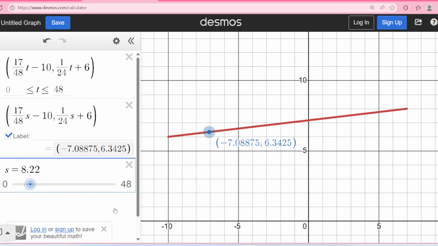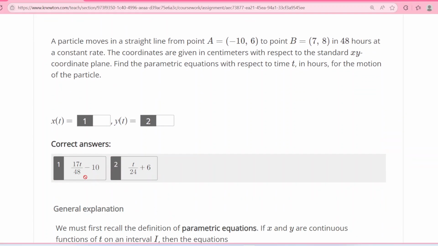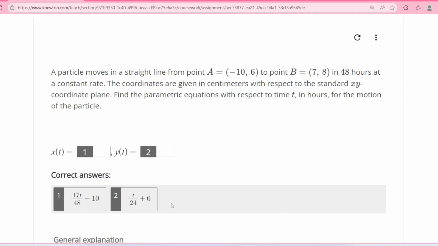Beautiful. All right, and then going back, I'm in my instructor mode here, so I'm not actually in an assignment. But when you're in Knewton Alta working on a problem like this, they're just asking for number 1, number 2, fill in those equations that we got, and these are the ones I showed you: 17/48 times t minus 10, and 1/24 times t plus 6 for the y. And if you're working in Knewton Alta also, whether you get something right or wrong, they'll have some sort of explanation afterwards. I would highly recommend reading through those as well.